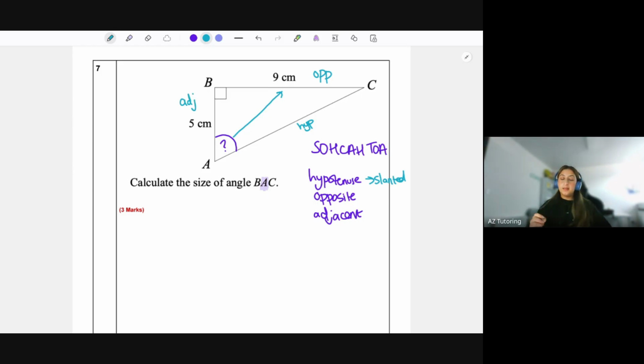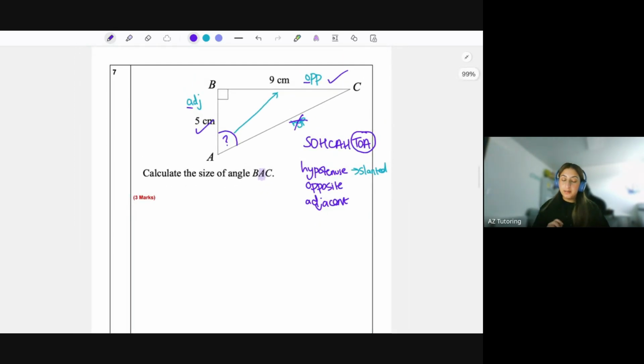So in this case, they have given us the opposite side. They have also given us the adjacent side, so we don't need to work with the hypotenuse. So we need to find which trig value contains O and A. So O and A is tan. So we're going to be using tan in this case.